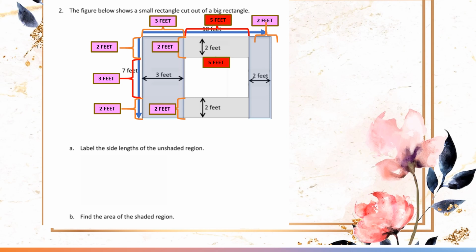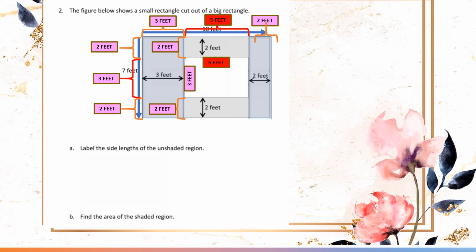And you can check your math. If you add 2 feet plus 3 feet, which is 5 feet, plus 2 more feet, that's 7 feet. So that means that the length of the white rectangle is 3 feet. Well, now I have my measurements for both. Now I can go ahead and start solving.